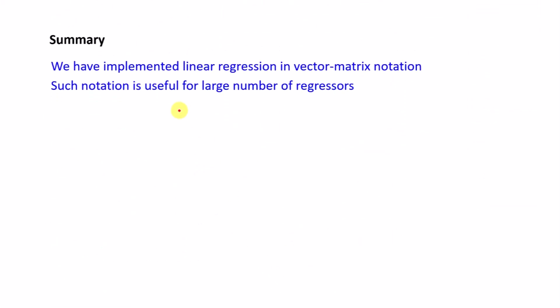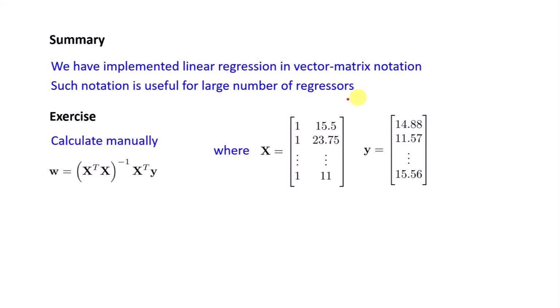Now to summarize, we have now implemented linear regression in vector matrix notation. This notation is very useful for a large number of regressors. You can use it even for a small number of regressors, but its real utility comes when the number of regressors is very large. For your exercise, you can take this X and y vectors and then manually calculate this (XᵀX) inverse Xᵀy.